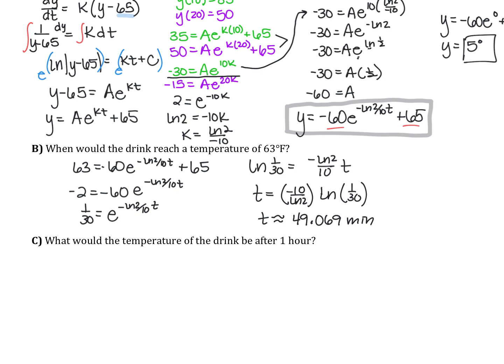All right, what would the drink be after an hour? Well, this is also just a plug in. So y equals, back to that original equation, negative 60 e to the negative natural log of 2 over 10 t plus 65. I'm going to replace this t with minutes. Now keep in mind we're using minutes, so this would be 60. And then this is just a plug in. So I'm just going to type this in my calculator and I get 64.063 degrees Fahrenheit. And again, there we are. After an hour, I'm still not up to 65, but I definitely won't pass it.